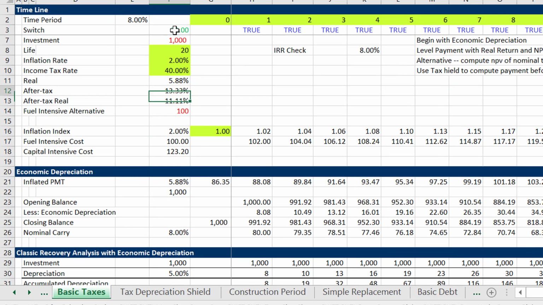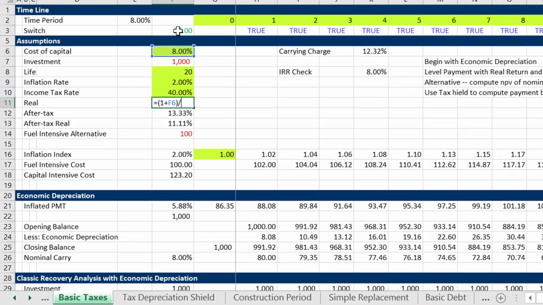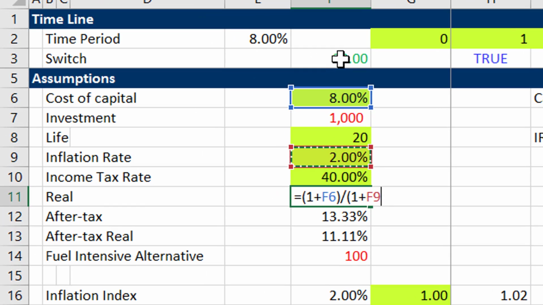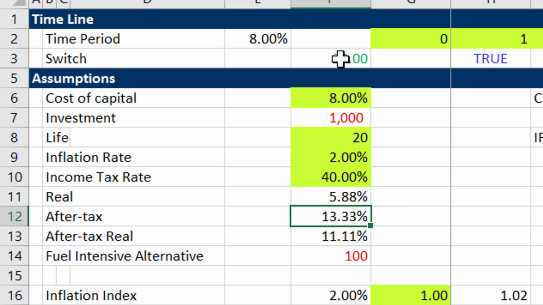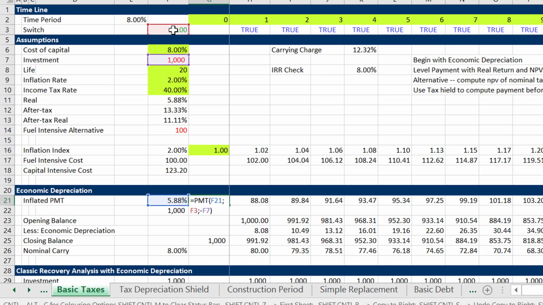Normal thing here is to start with the real rate. Take the 1 plus the rate of return divided by 1 plus the inflation rate and subtract 1. Get a real rate. Take that real rate and then use the payment function with the investment. And when you do that, you get an inflated payment, and you figure out, well, how much do I have to recover? What's my recovery on that investment? That's 80.